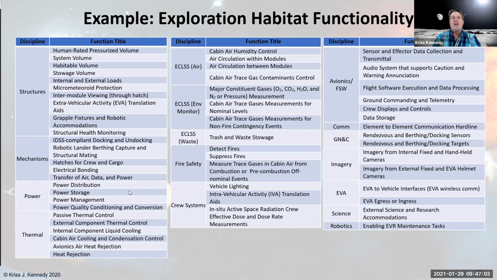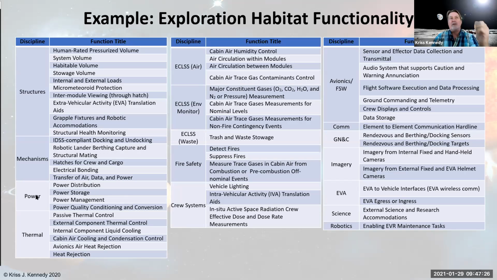So this can be helpful. Keep this in mind because this is already basically done for you. It's a checklist, if you will. If you're looking at exploration habitats, you can go through here and look at, provide power. What does that mean? That means provide power distribution, storage, management, quality, control, and conversion.